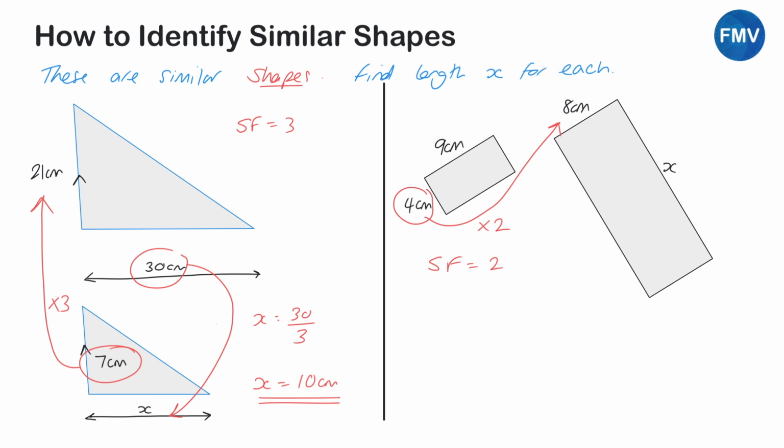So now we need to go from 9 to x. We're still timesing by 2. So x is equal to 9 multiplied by 2. x is equal to 18 centimeters.